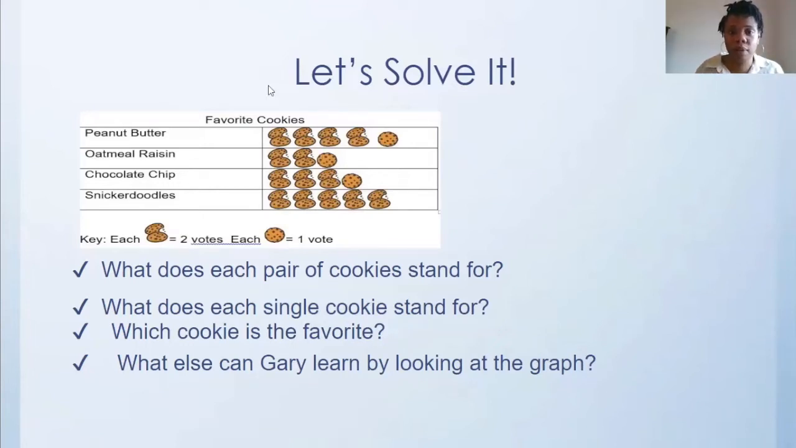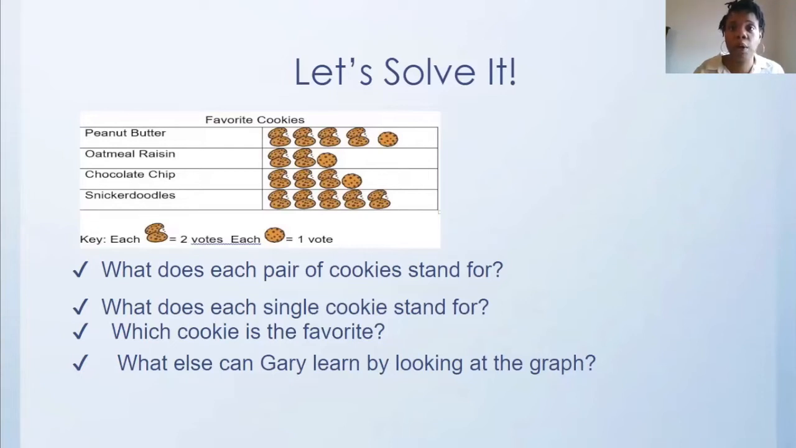So let's solve it. Here we have our favorite cookies. Gary created a pictograph to chart the family's favorite cookies at the family reunion. What does each pair of cookies stand for? What does each single cookie stand for? Which cookie is the family favorite? What else can Gary learn by looking at the graph?